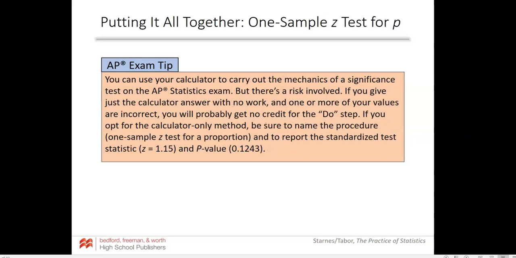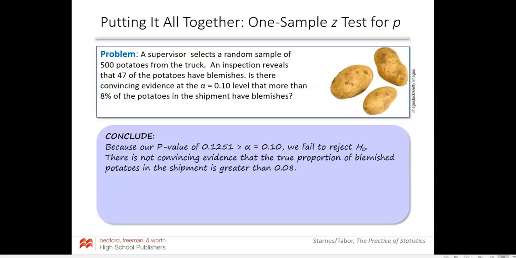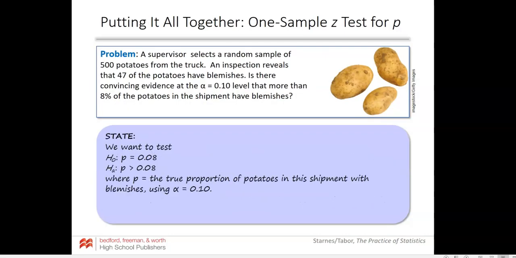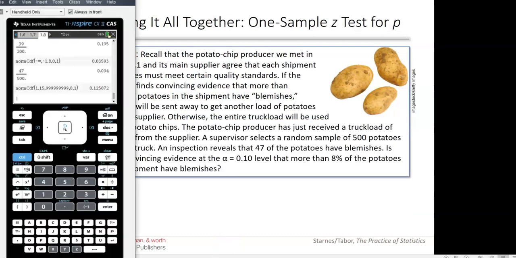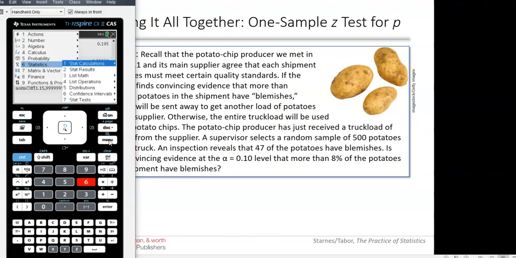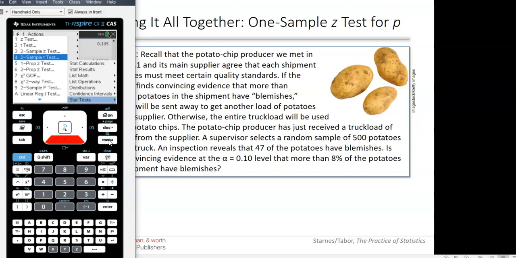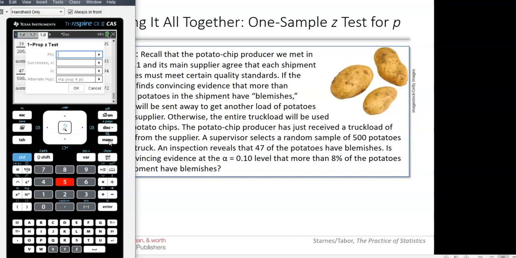If you use your calculator, let's go back to this example. Let's talk about how we can use our calculator. So let me go back to the problem, because you can actually do the whole problem in your calculator. So if you go to menu, 6, 7, 1 prop Z test is number 5. Do y'all see that? P0, that means p naught there. It's like a subscript, but it doesn't look like it. So p naught is the null, 0.08. X is from the sample they took. They got 47 blemished potatoes out of 500.